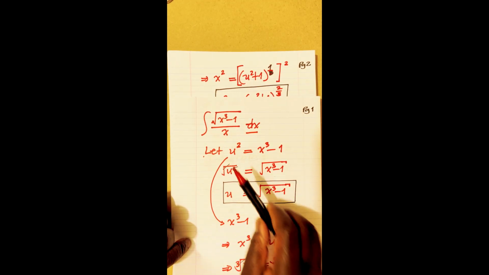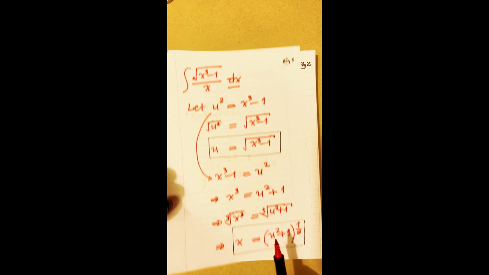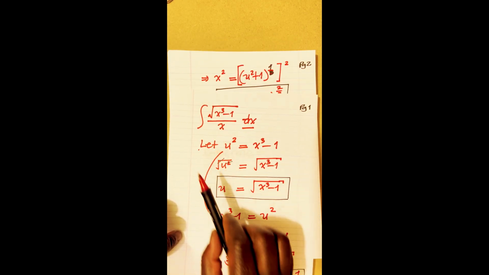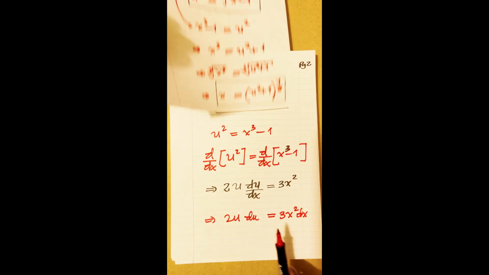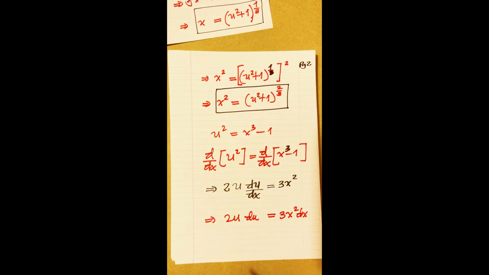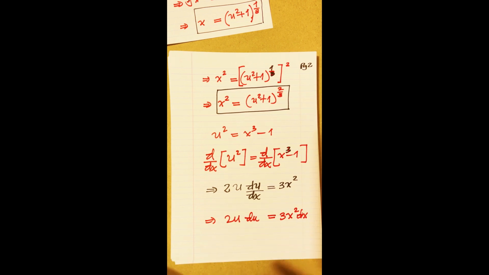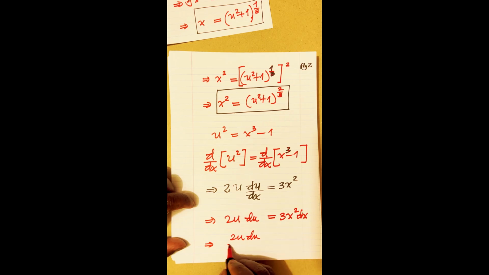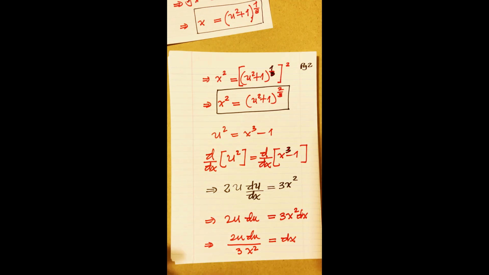Remember, the denominator is taken care of by this expression here. The numerator is taken care of by that expression there. And we are left with dx, which we must get rid of from here. So making dx the subject, isolating dx on the right hand side, we're going to have on the left 2u du all over 3x squared, and then on the right we have dx. But like I said, x squared must go. That's why we needed this expression here.